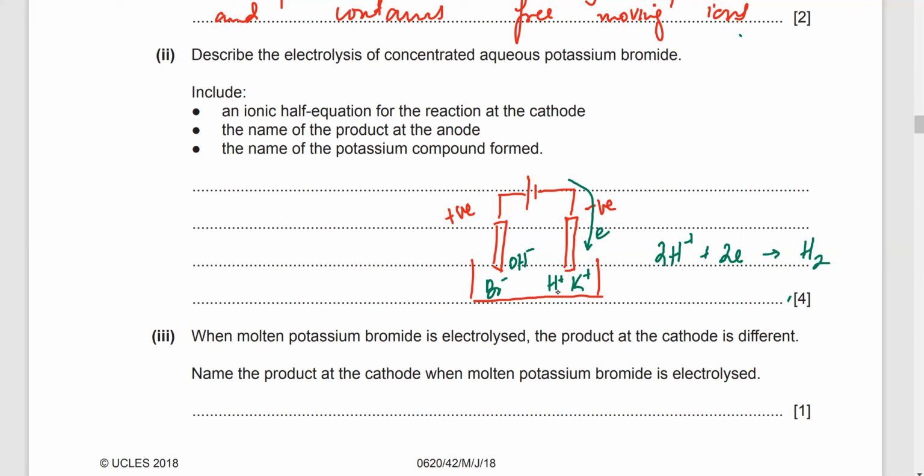What about the other side? Br -1 or OH -1? It would be OH. The anode series is I -1, then Br -1, then OH -1, and then you have Cl -1, and the rest. So the ones that are at the bottom, OH and Br. So it's going to be 2 Br -1.